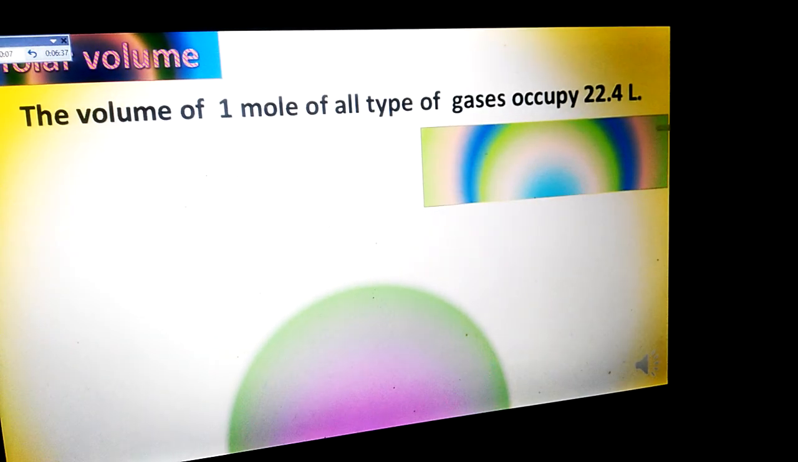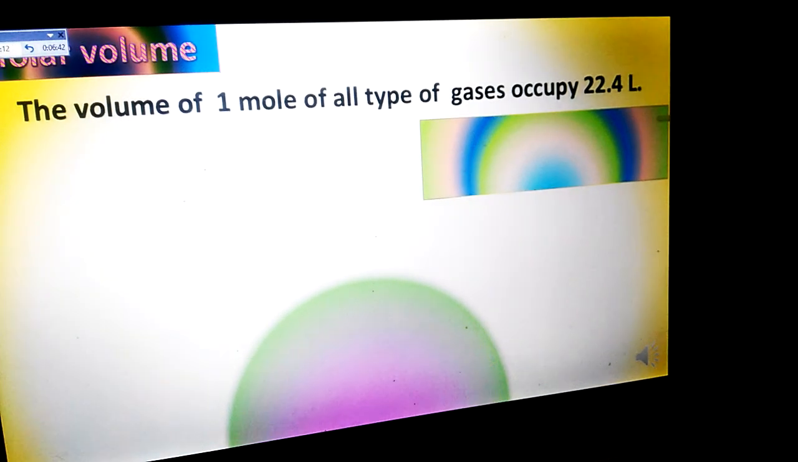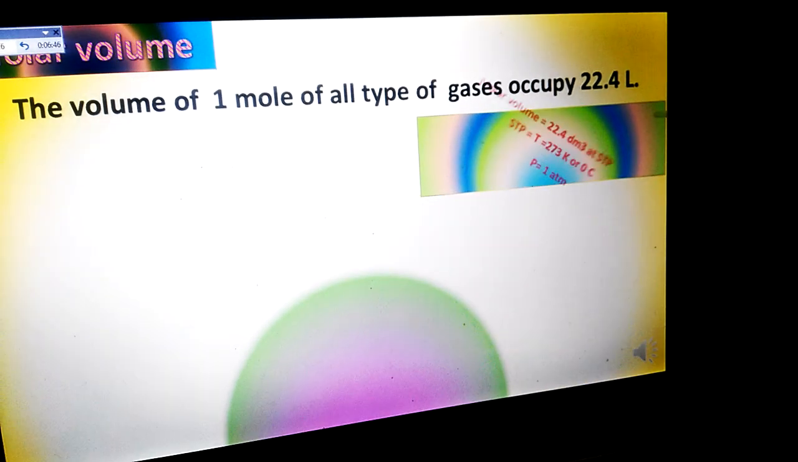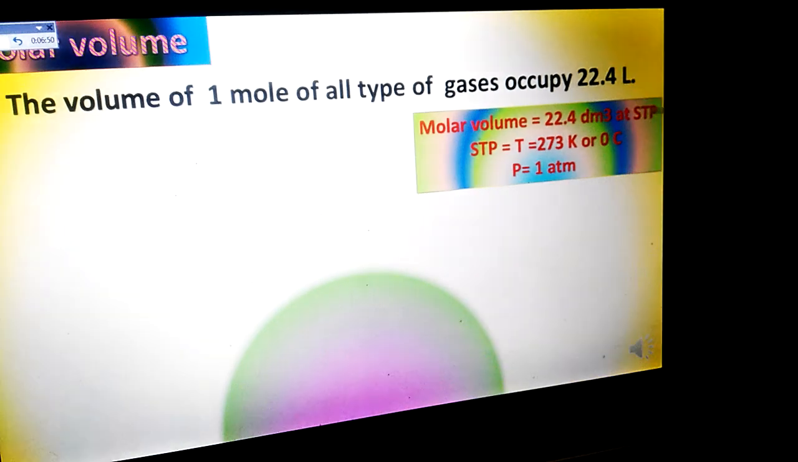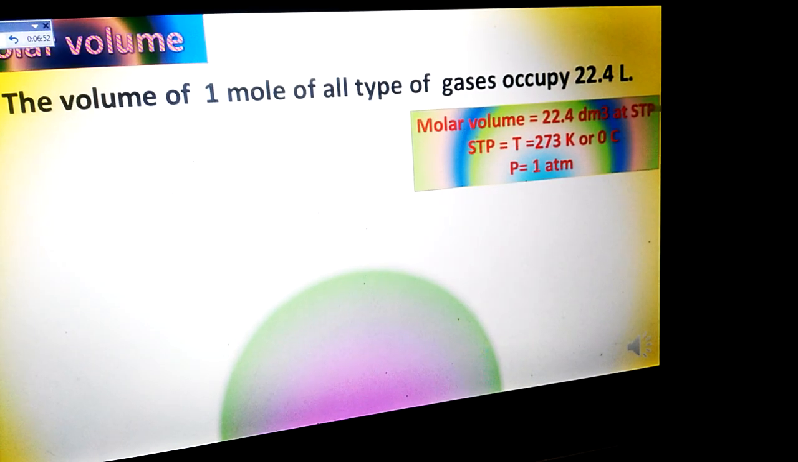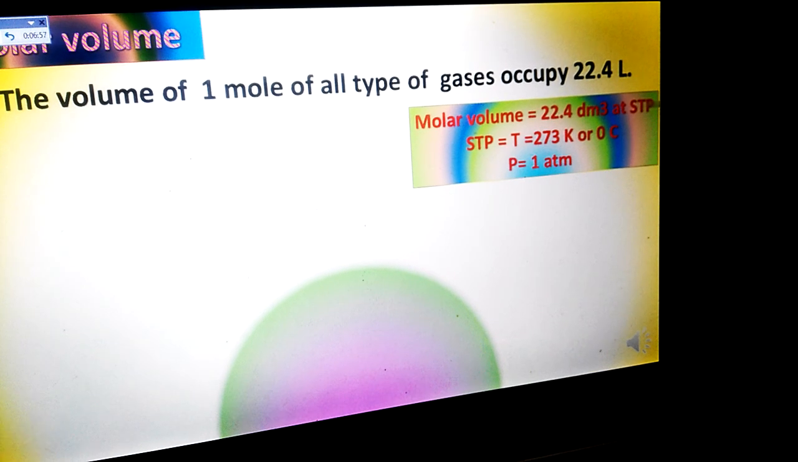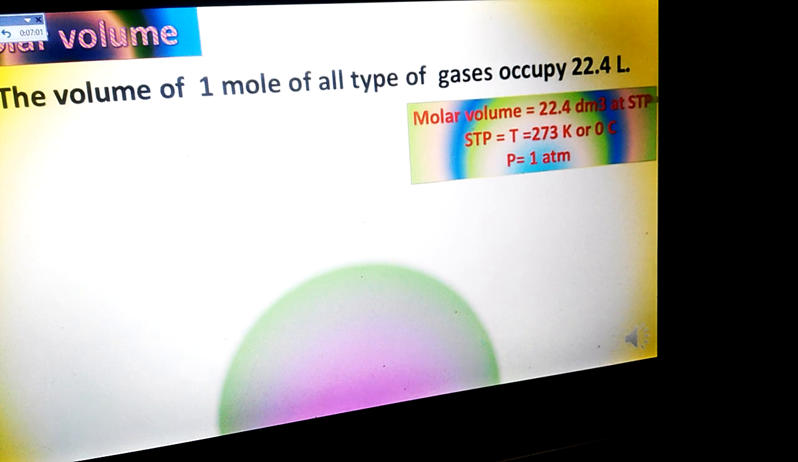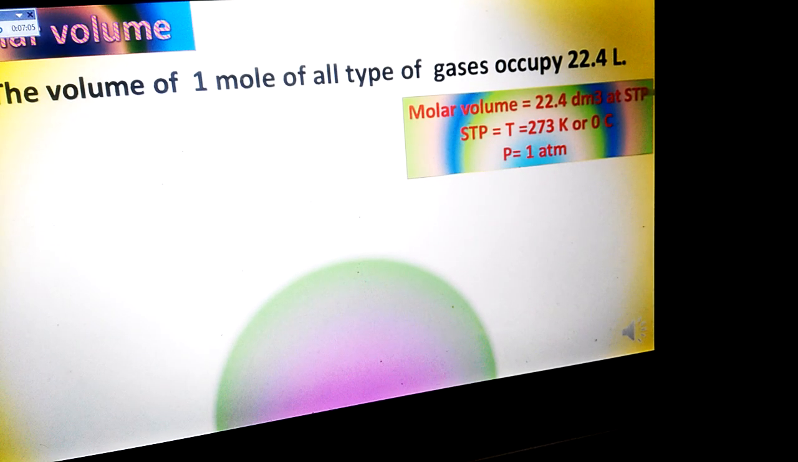What is molar volume? The volume of 1 mole of all types of gases is 22.4 liters at STP condition. Molar volume is equal to 22.4 dm3 at STP condition. STP means standard temperature and pressure. The temperature will be 273 Kelvin or 0 degree centigrade, and the pressure will be 1 atmosphere.